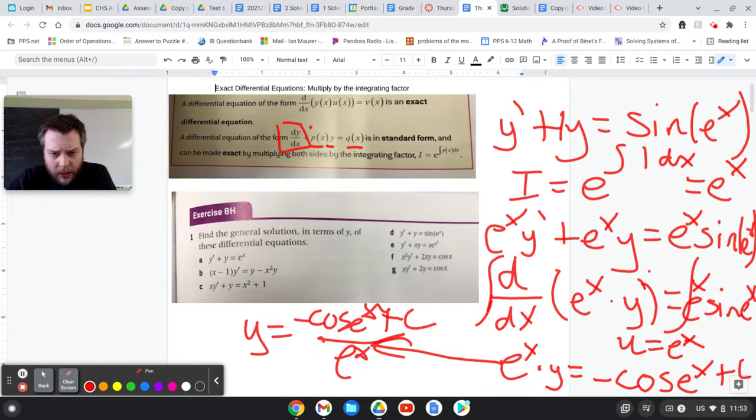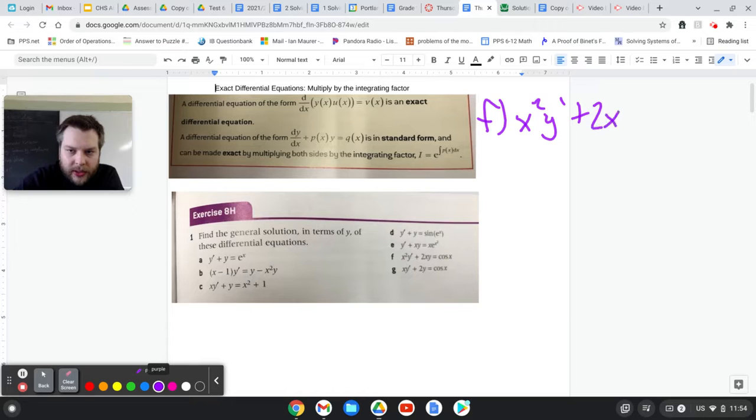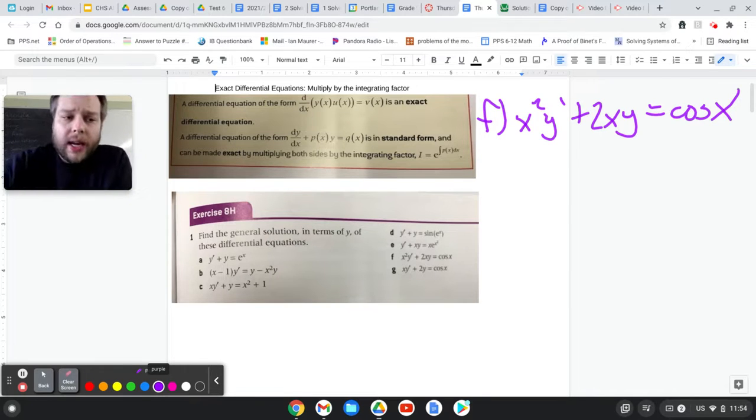So I think the other one that I wanted to talk about was problem F. So let's clear the screen here and talk about problem F. Switch colors for fun. So problem F says we're doing x squared y prime plus 2xy equals cosine x. This is not in standard form.